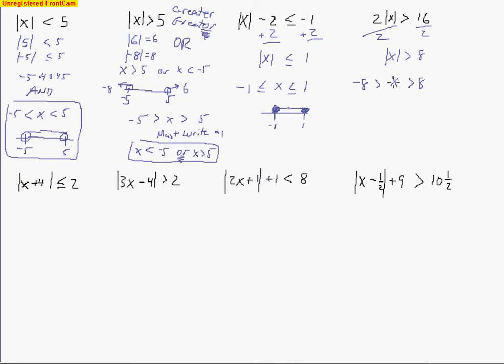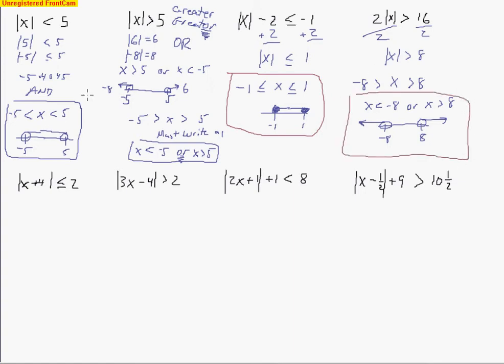You see, x is less than -8, or x is greater than +8. So that's the way you got to write it. And when you go ahead and graph it, you'll see that it matches that. So greater than the positive, less than the negative. So those are the solutions there. So box these.